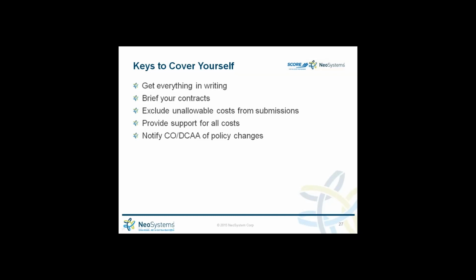And keys to cover yourself, get everything in writing, from amendments to RFPs to modifications of existing contracts, administrative type changes to existing contracts. Brief your contracts. Make sure that you have a contract folder with a cover sheet that shows who's authorized to work on it, what the period of performance is, what the initial funding levels were, all of that stuff. Exclude unallowable costs from submissions, such as alcohol, exorbitant parties. Don't include those as costs that you want to bill the government. Make sure that you understand what an unallowable cost is, and make sure that you separate those out of your normal day-to-day operating costs.